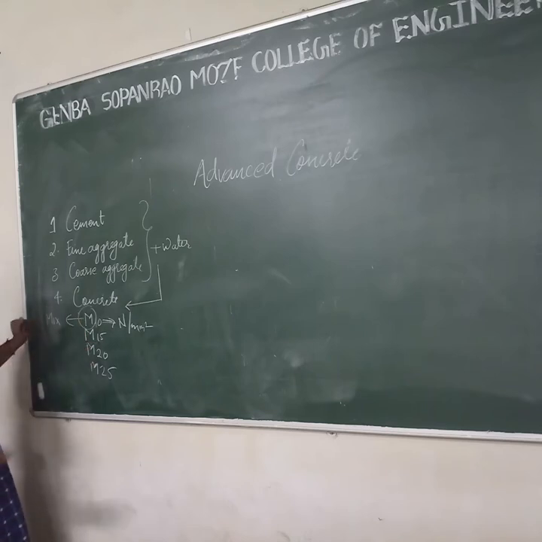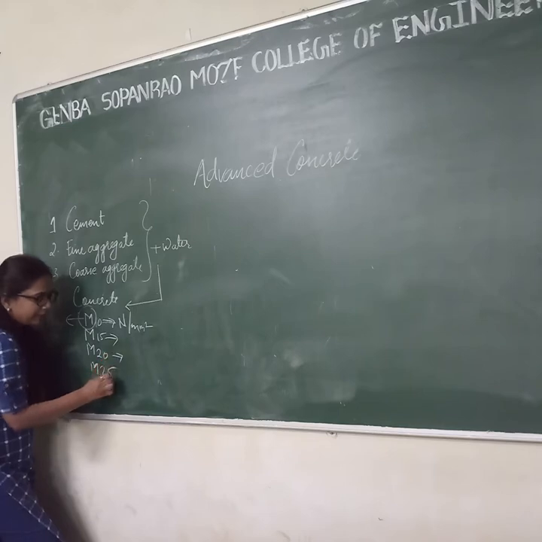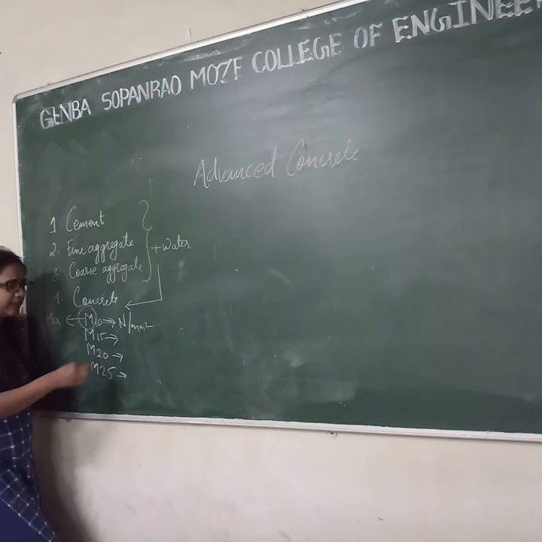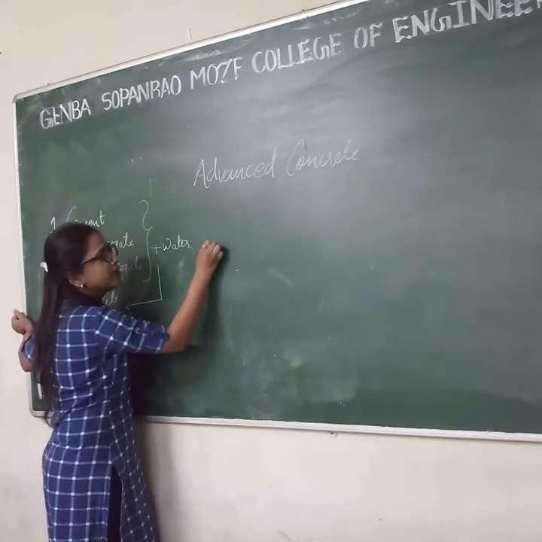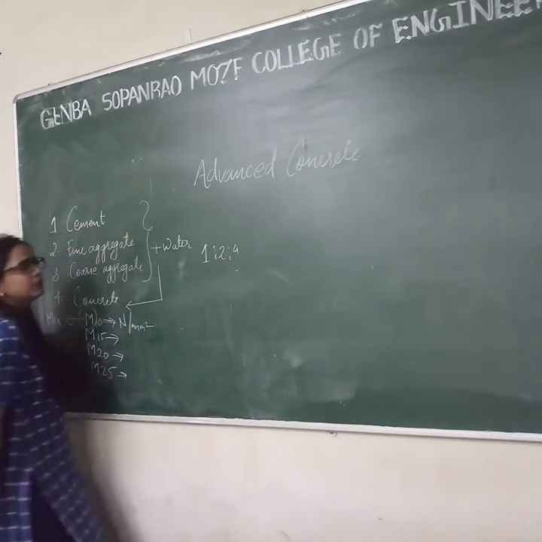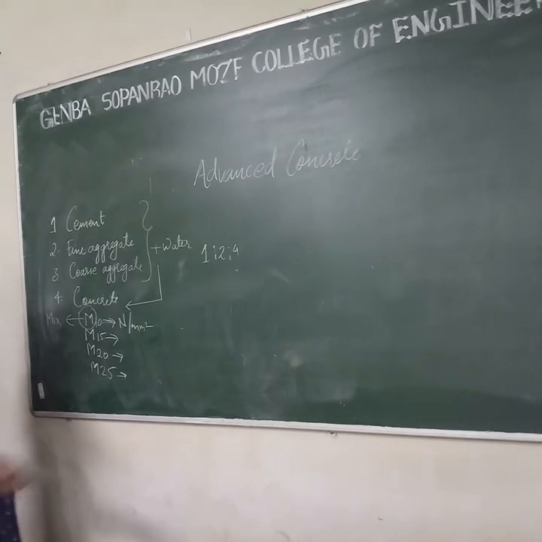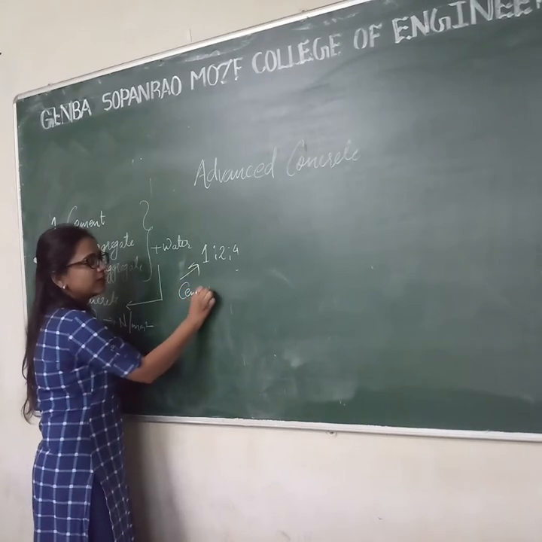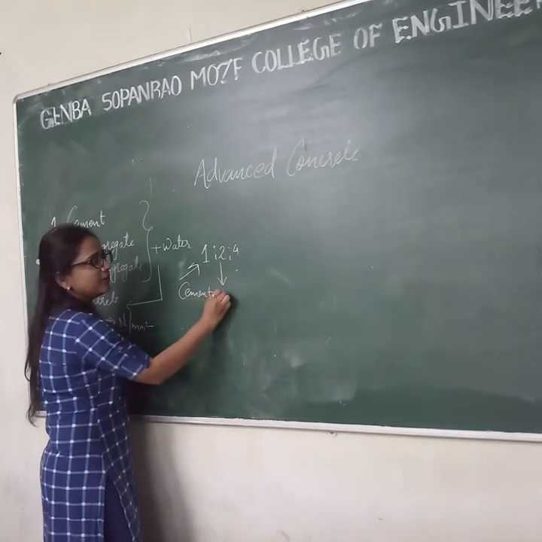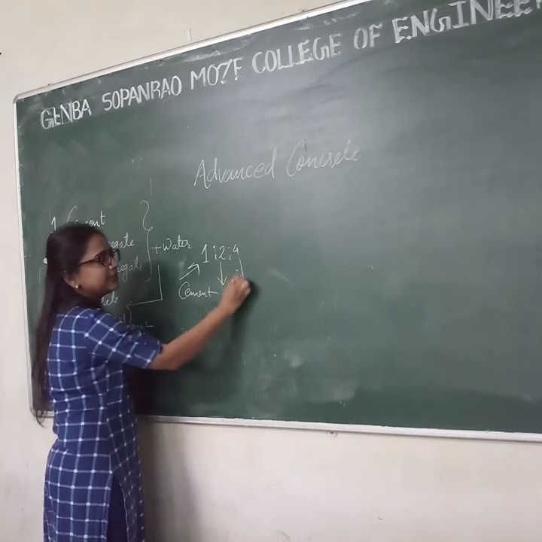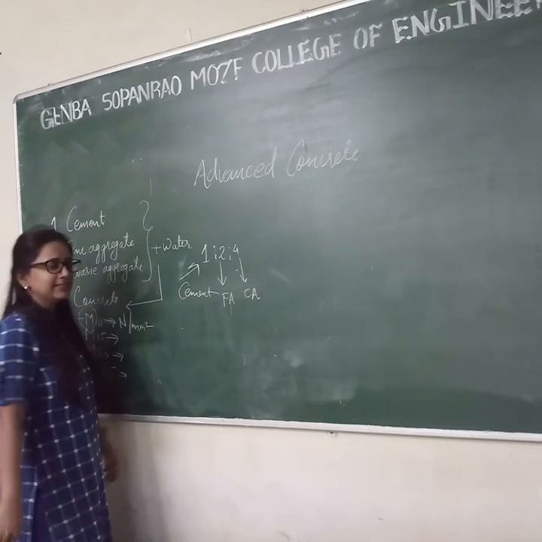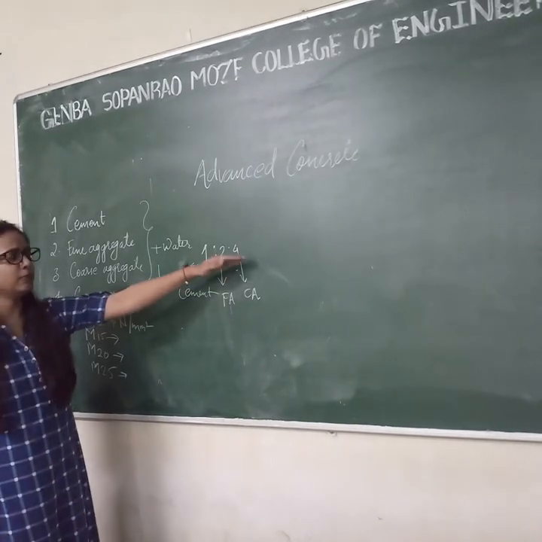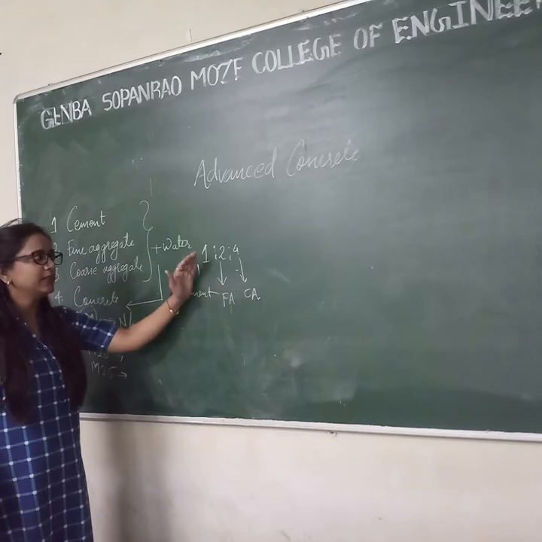These have different proportions, M15, M20, M25. You have listened many times to the 1:2:4 mix. So what is the meaning of 1:2:4? 1 means the part of cement. 1 stands for cement, 2 stands for fine aggregate and 4 stands for coarse aggregate. It means 1 part of cement, 2 parts of fine aggregate and 4 parts of coarse aggregate.